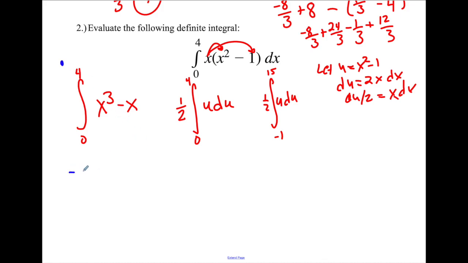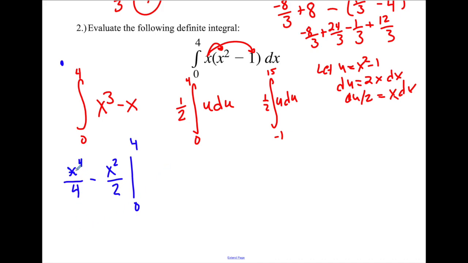So here I integrate. I get x to the 4th over 4, or 1/4 x to the 4th, minus x squared over 2. Okay, so I evaluate that. That is, so it's 4 to the 4th over 4. Now you would have a scientific calculator for this, as you might have seen in the directions, because 4 to the 4th is not something you can do in your head.